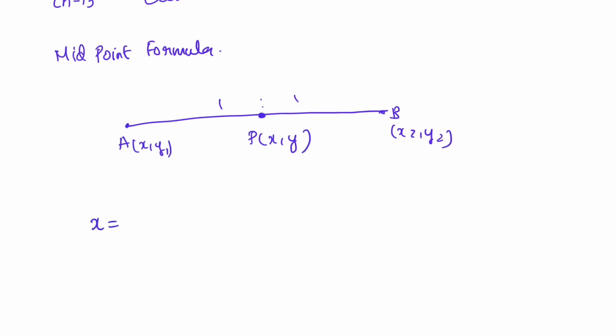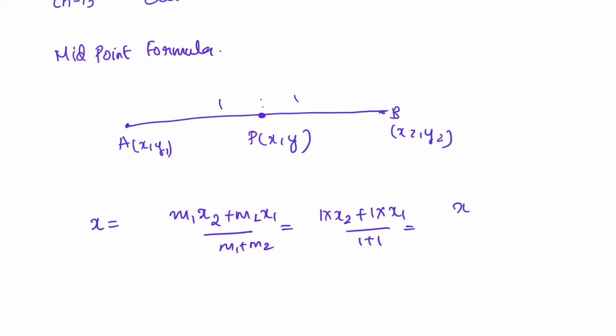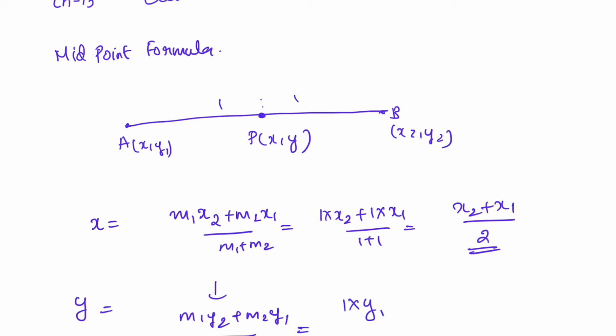So what is the section formula to find x here? If you have ratio m1:m2, it is m1 x2 plus m2 x1 by m1 plus m2, right? So let us use that. 1 into x2 plus 1 into x1 by 1 plus 1, that is equal to (x2 plus x1) by 2. That will be x. Similarly, y will be what? If I use the same thing, it will be m1 y2 plus m2 y1 by m1 plus m2. So 1 into y2 plus 1 into y1 by 1 plus 1, that is equal to (y1 plus y2) by 2. That will be your midpoint formula.